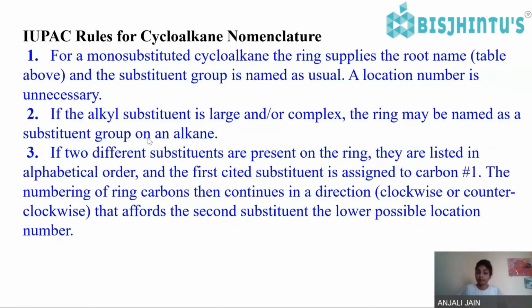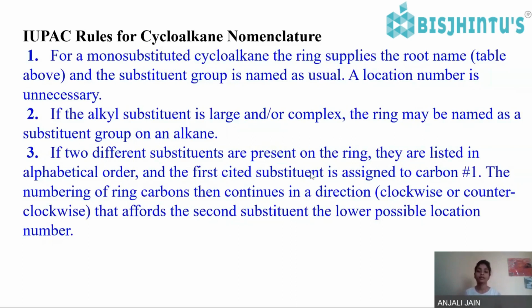If a more complex group like a substituted methyl or ethyl group has been attached, then we have to name that particular ring by giving priority to that substituent which has been attached. If 2 different substituents are present on the ring, they are listed in alphabetical order, and the first cited substituent is assigned to carbon 1. The numbering of ring carbons then continues in the direction, clockwise or anti-clockwise, that affords the second substituent the lowest possible location number. We have to give priority so that the substituent comes at the lowest position.